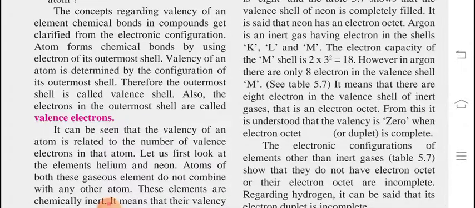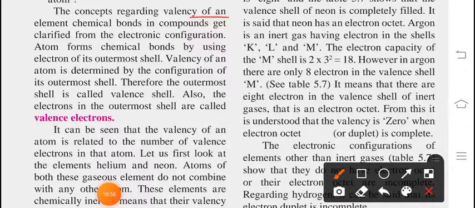The concepts regarding valency of an element, chemical bond and compounds get clarified from electronic configuration. Atoms form chemical bonds by using electrons of their outermost shell. Valency of an atom is determined by the configuration of its outermost shell. Therefore, the outermost shell is called the valence shell. Also, the electrons in the outermost shell are called valence electrons.